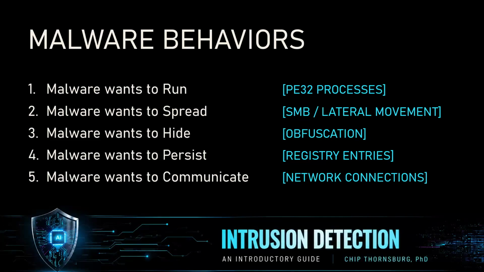Malware wants to hide. It does that through obfuscation. Sometimes it's as simple as a misspelled common system tool, so that the user doesn't see that explorer.exe is not really the same as explorer.exe, so it's close enough that you skip past it. Malware wants to remain persistent, so it wants to stay on a system. Oftentimes it does that by making registry entries.